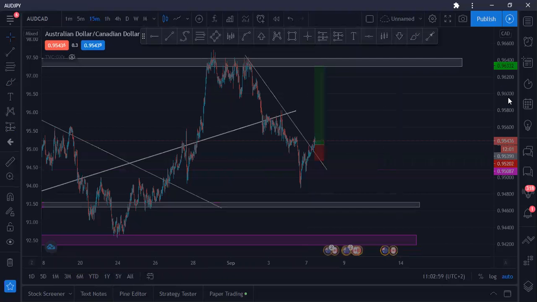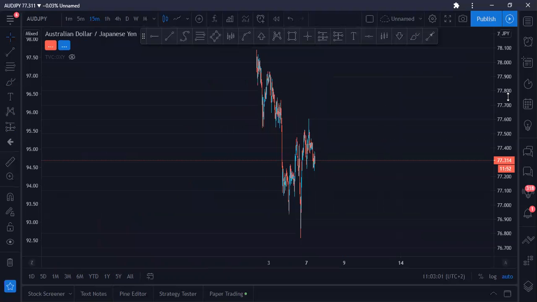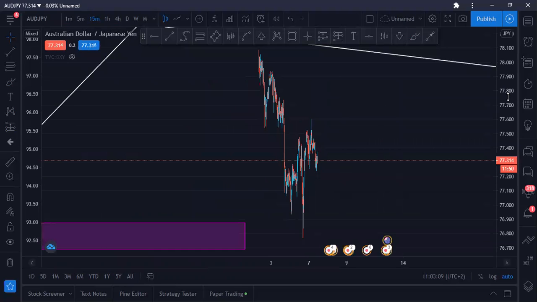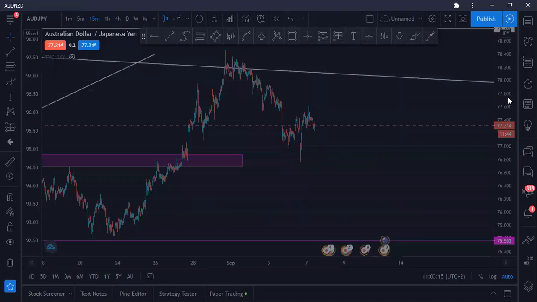Okay, so guys, that's about it. This is the last one. I think AUD CAD, AUD JPY. AUD NZD. Honestly, I don't see anything happening there. You see AUD NZD.